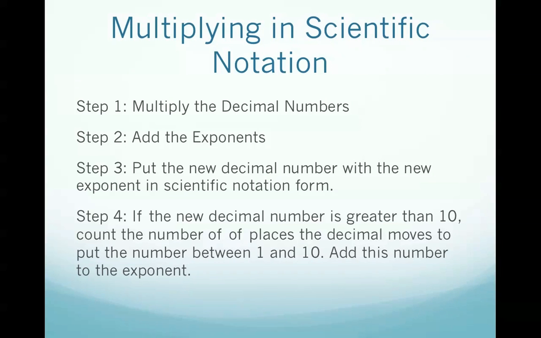All right, multiplying and dividing. This is the big one and what I'll actually quiz and test you on. Much more on the exam. Step 1, you multiply the decimal numbers. Step 2, you're going to add the exponents. So when multiplying, you add the exponents. Step 3, put the new decimal number with the new exponent, and then making sure that you adjust where that decimal point is and your power of 10 as well if needed.